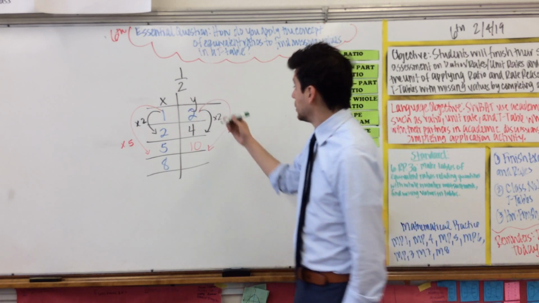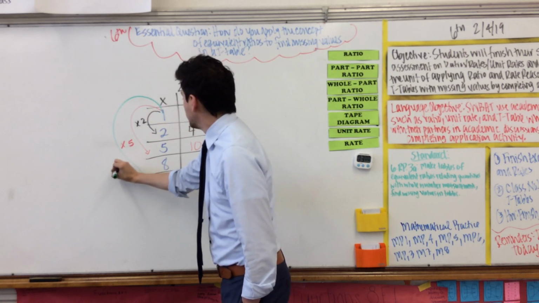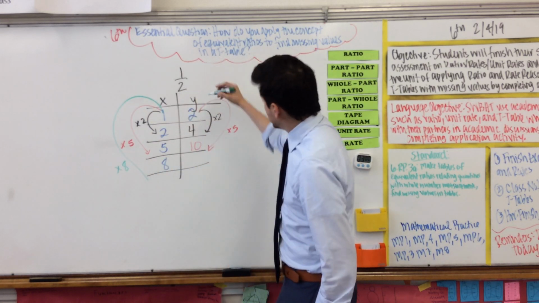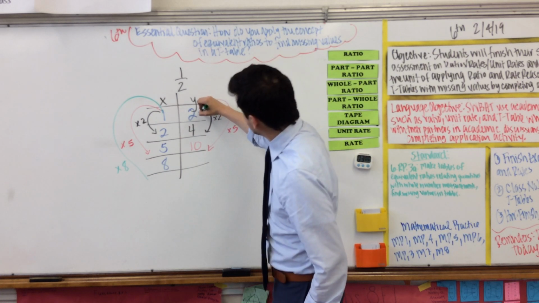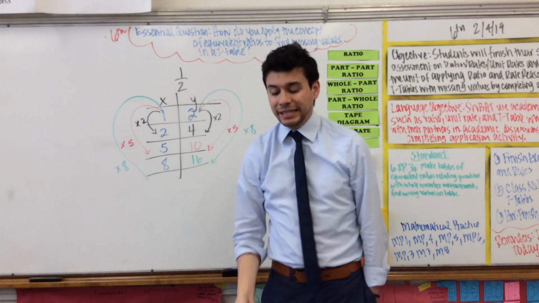Let me use a different color. I want to go from 1 to 8. So from 1 to 8, I multiply it by 8. So the same way here, I start from number 2, times it by 8, and that will give me 16.